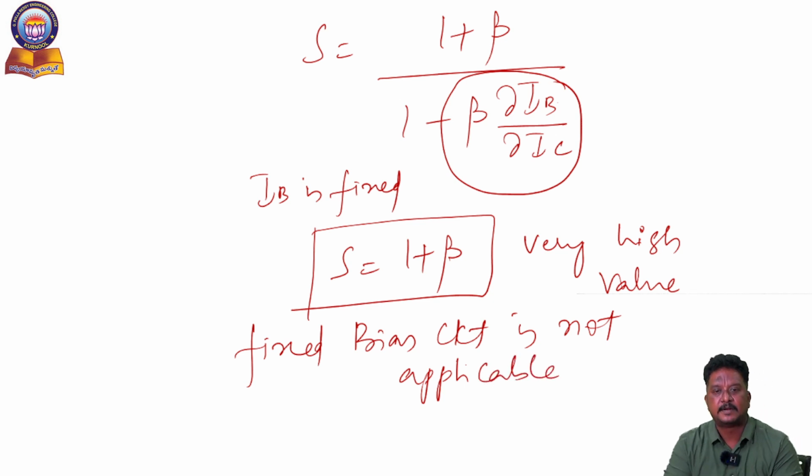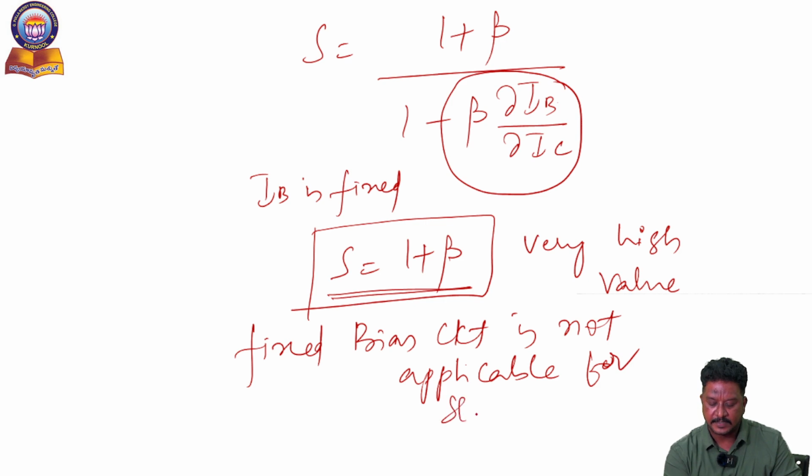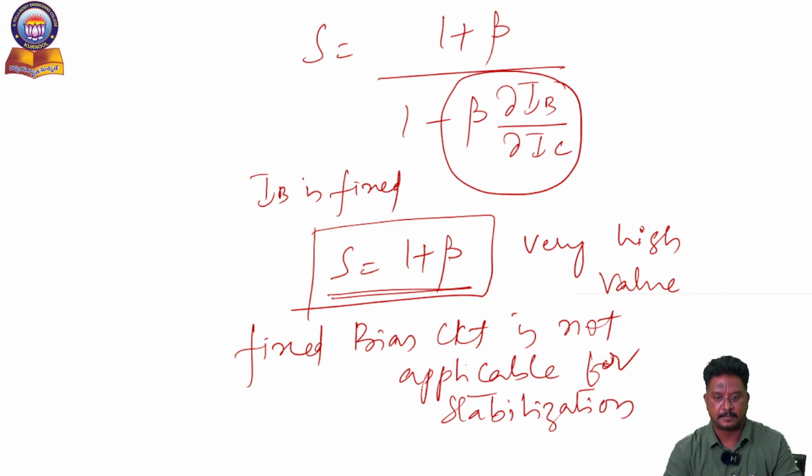Why? Because the stability factor is very high and, for the change of IB with respect to change of IC, we are considering IB as constant. Differentiating any constant with respect to IC, obviously it is not useful in a practical scenario. Because this value becomes 0 and finally the stability factor is 1 plus beta. From this we can easily conclude that the fixed bias circuit is not applicable for stabilization of the operating point or continuous working of a transistor to achieve faithful amplification.